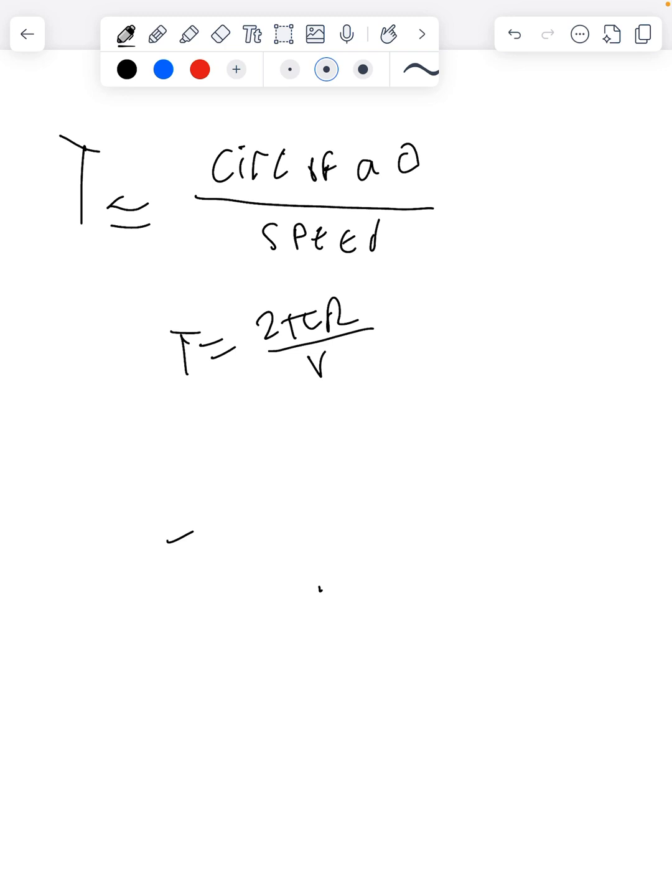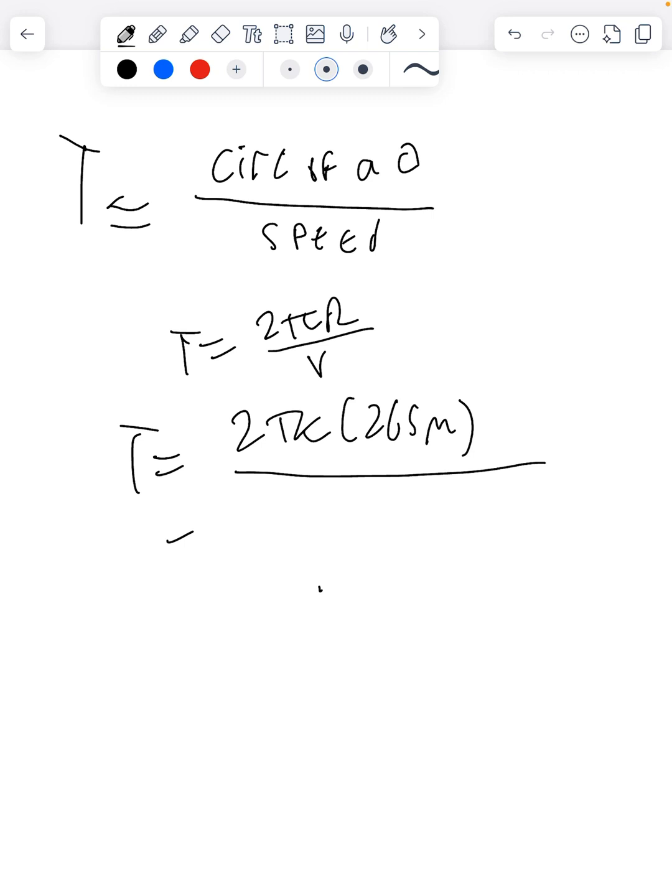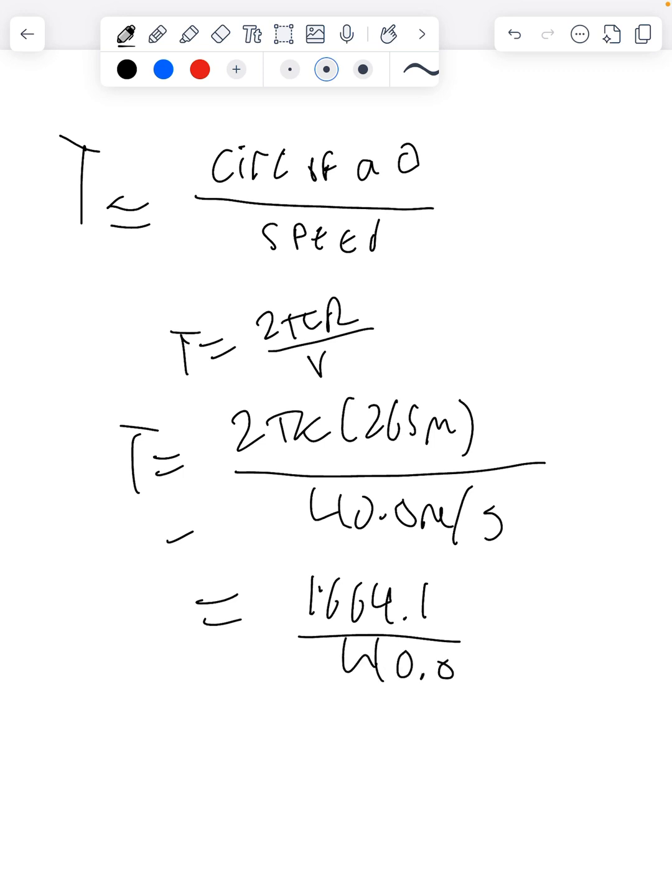And then we just plug in the numbers that we've got from the problem. So that would be 2 pi times 265 meters over 40.0 meters per second. Do the math there, we get 1664.1 over 40.0, which equals 41.6 seconds. That's the answer.